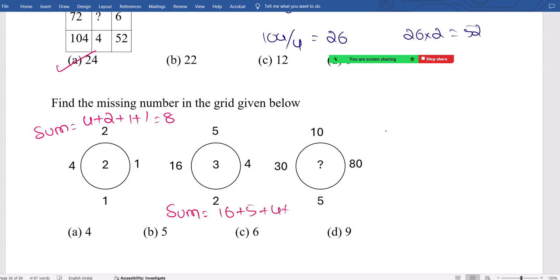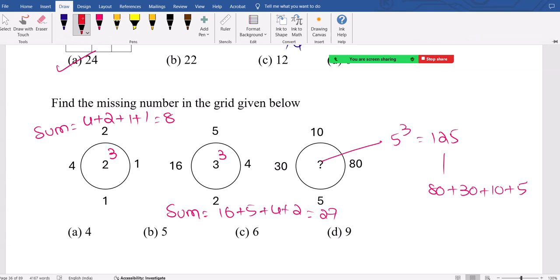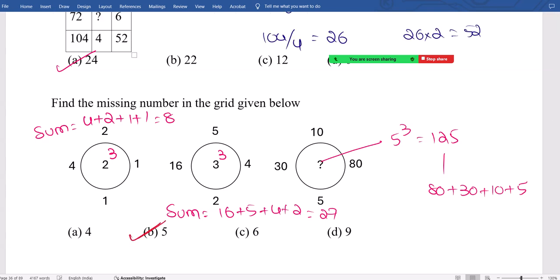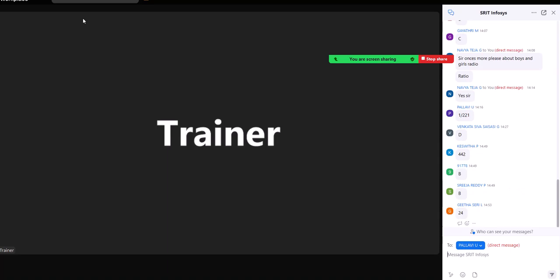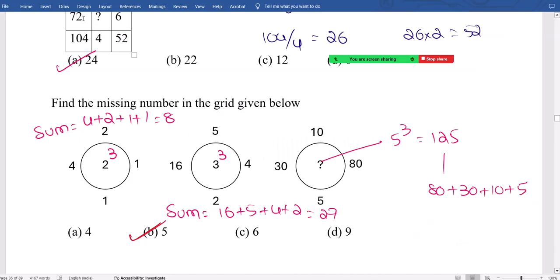I believe you people got the idea now. 2 cube is 8, 3 cube is 27. Now here 5 cube is 125 because the sum of all outside values, 80, 30, 10 and 5, is 125. So inside value cube is nothing but the sum of outside values. So 5 cube is 125. Good learning, right? Good question, right? So you can see that. Inside value cube is the sum of outside values.